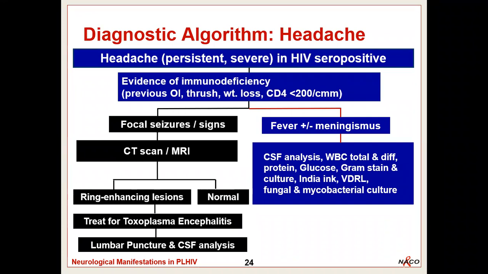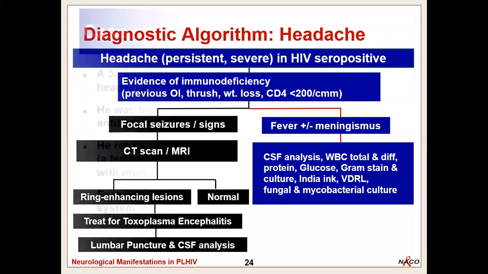If that's there, then you're targeting CSF analysis, and the other tests that I talked about should also be done. At the same time, if meningismus signs are not there, and focal seizures or focal signs are there along with the headache, then you probably go for imaging. And if you get ring enhancing lesions, then you know that you're probably talking about toxoplasmosis. That's where you treat for it and then go on. We'll come to more details of each and every OI in the subsequent slides.